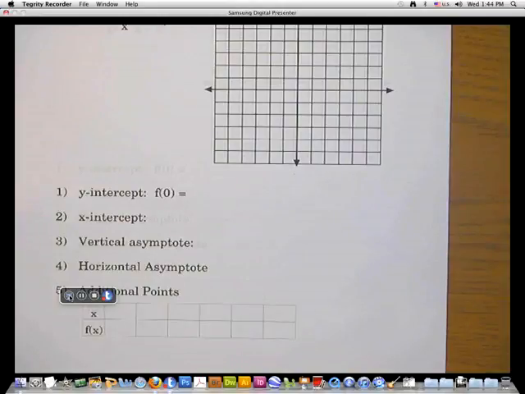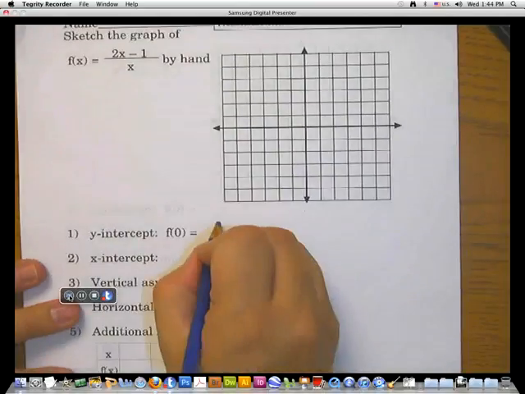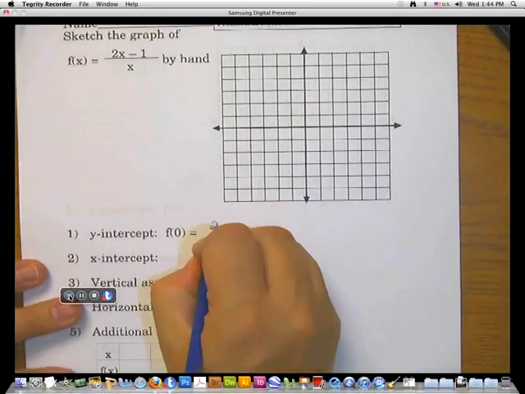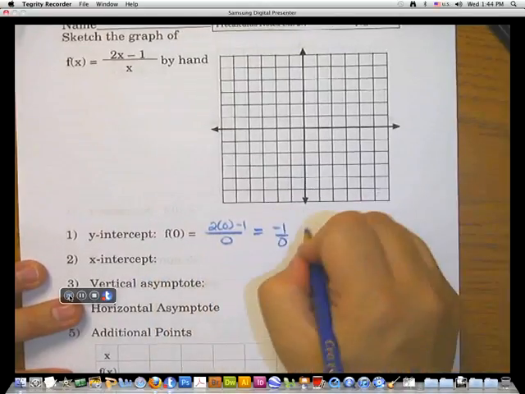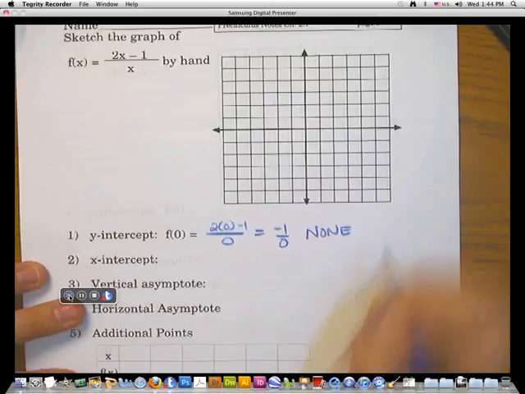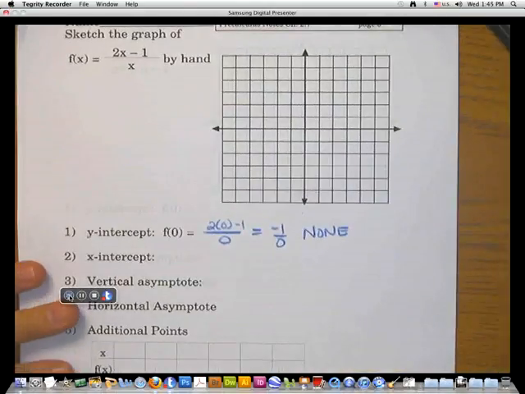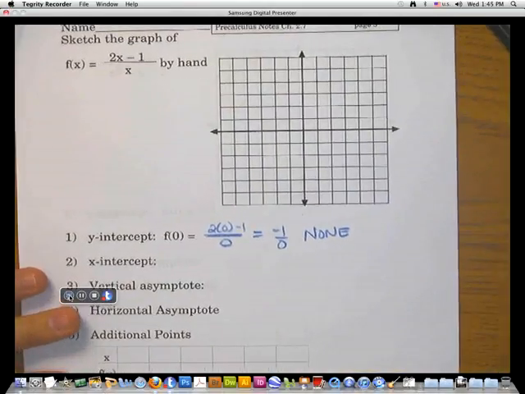Page 3. Again, we're going to try to sketch this by hand. So again, just a practice problem. 2x minus 1 divided by x. First of all, find the y-intercept. To find the y-intercept, we're going to make x 0. So we're going to get 2 times 0 minus 1 over 0, which is minus 1 over 0, and that can't happen. So there is no y-intercept.